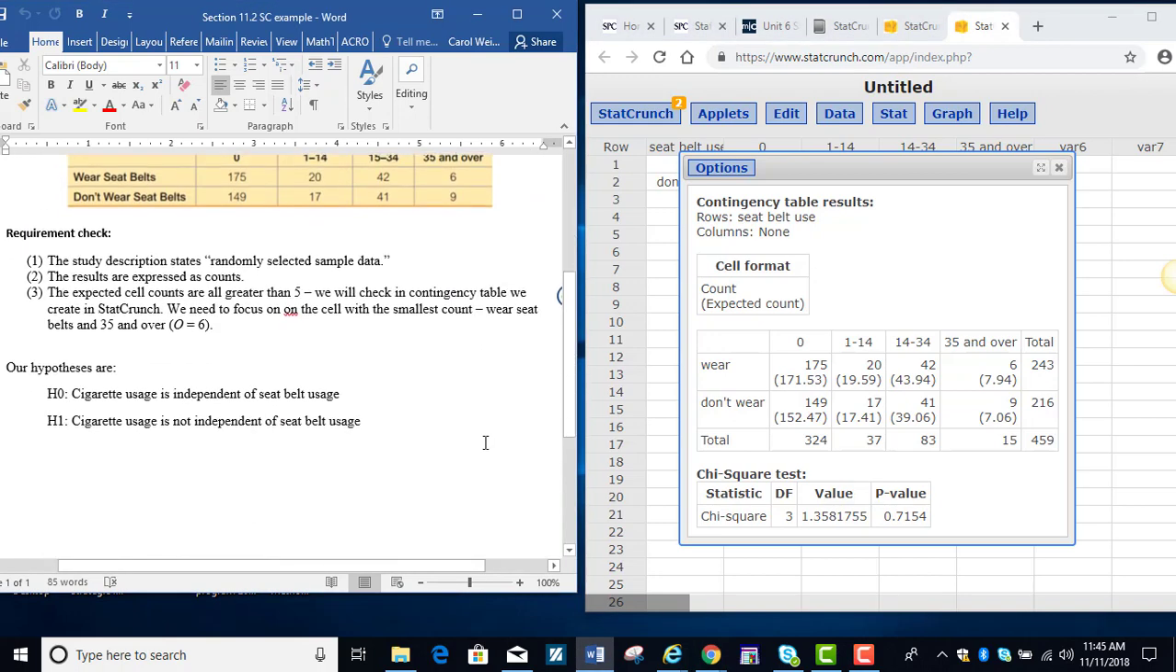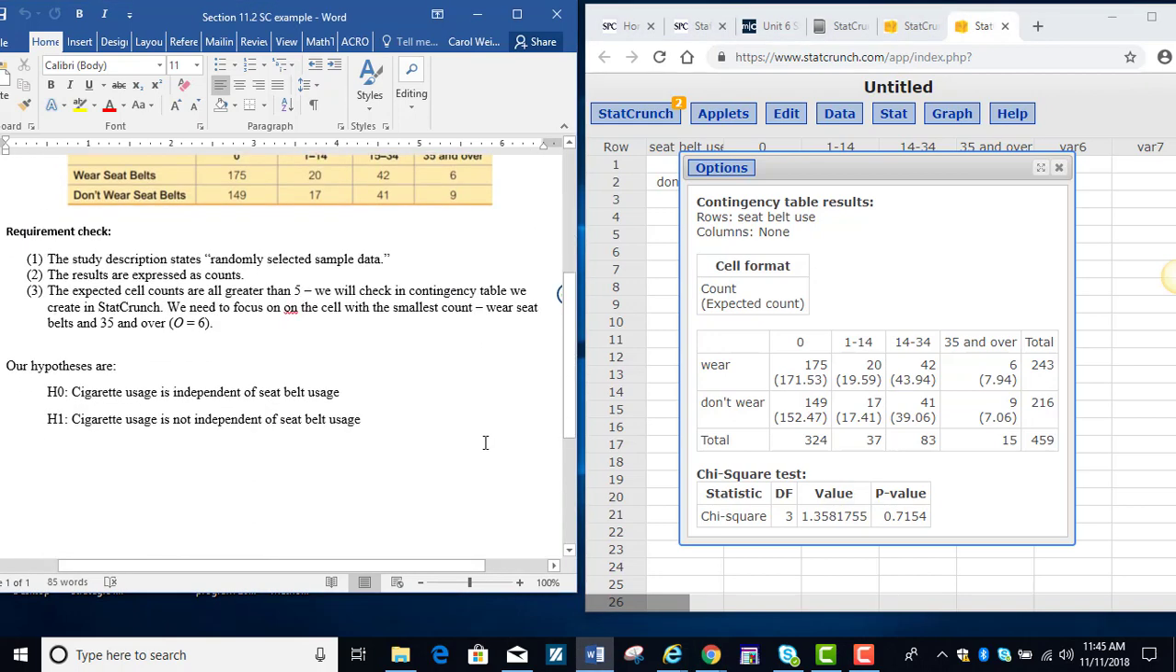Now, what are my hypotheses? The null is going to be that the two variables are independent. Cigarette usage is independent of seatbelt usage. The alternative is cigarette usage is not independent of seatbelt usage.